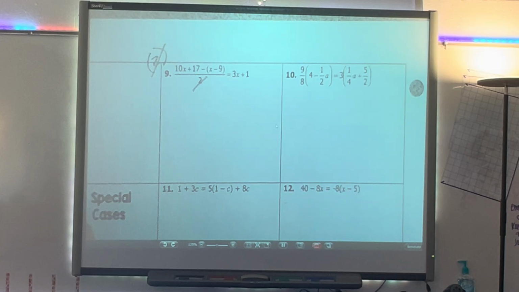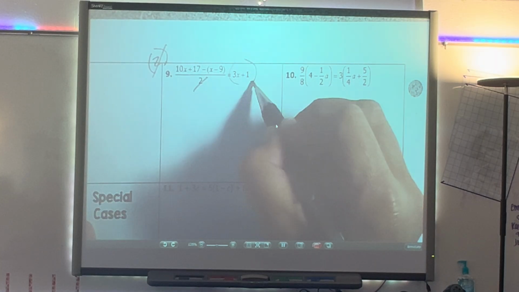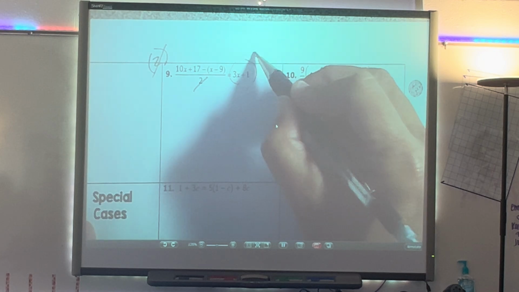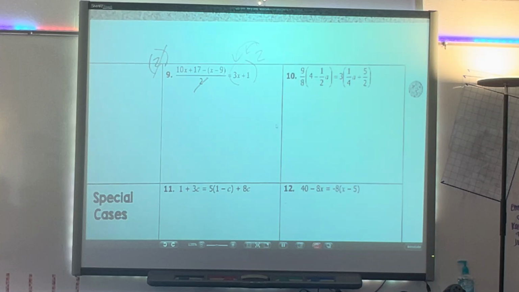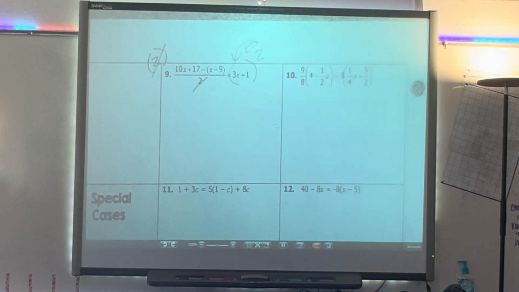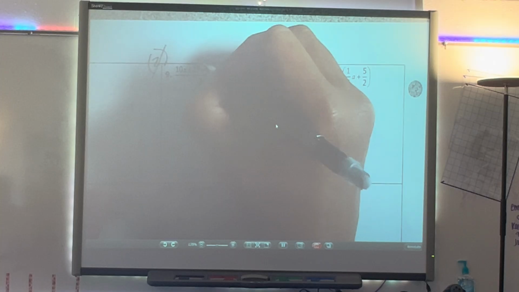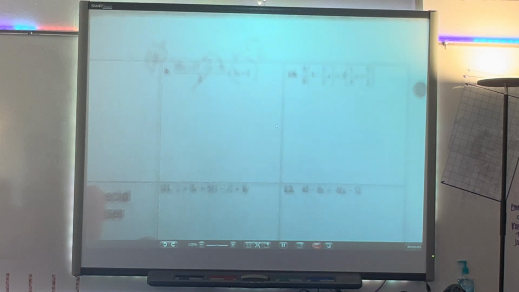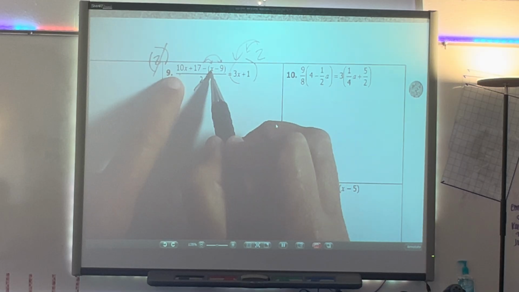Everybody okay there? When I multiply this side by 2, because this is a binomial, I need to put parentheses around that. Everybody understand why, so that that gets distributed the correct way? Everybody comfortable there? Okay. Alright, so on the top, I've got to distribute this negative right there. Everybody good on that? Okay, so I have 10x minus x is going to give me what?